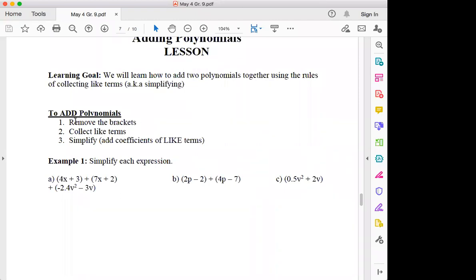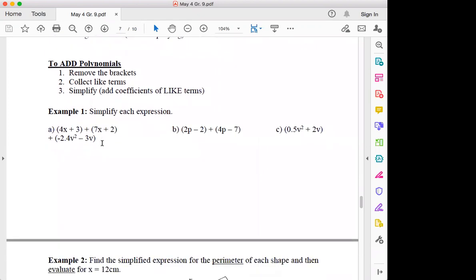So when you're adding polynomials, your first step is to remove the brackets. And then our second step is to collect like terms. Like terms are the ones with the same variable and the same exponent. And then to simplify. So we're going to look at example 1, and I'm going to show you how to do it.